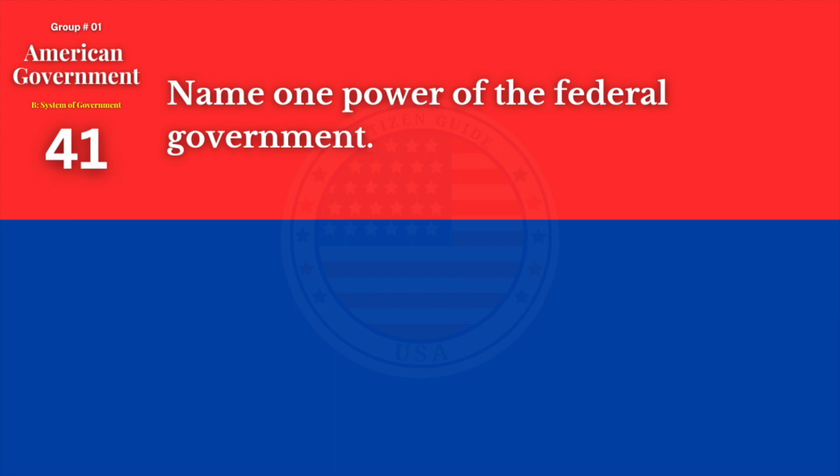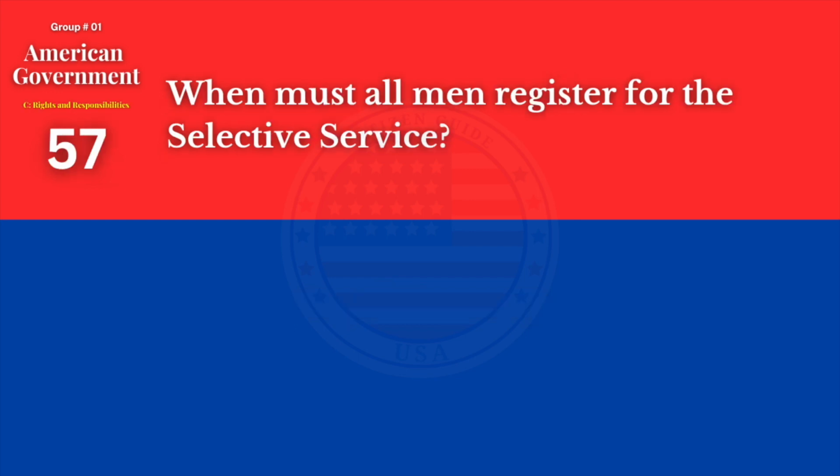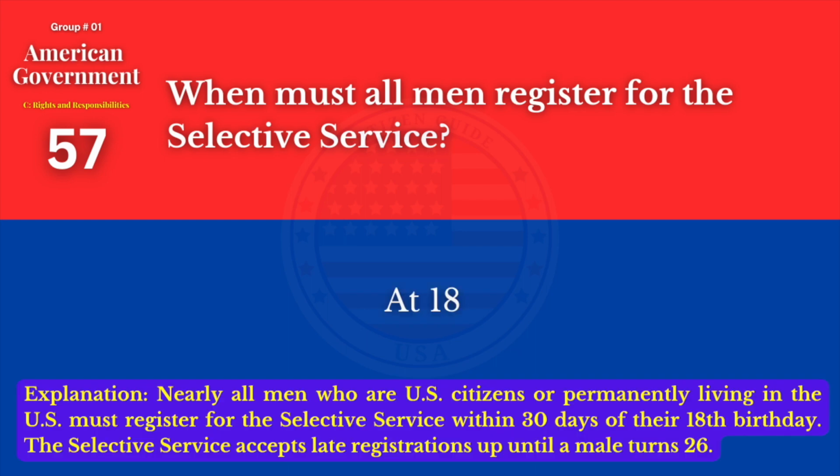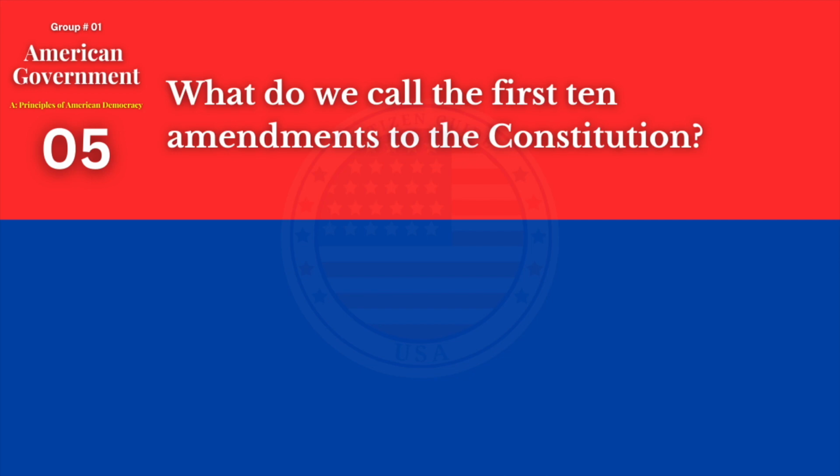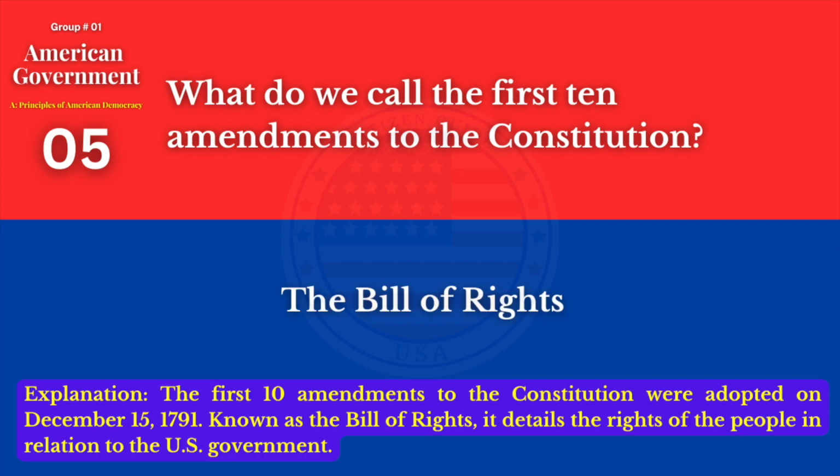Name one power of the federal government. To print money. When must all men register for the Selective Service? At 18. What do we call the first 10 amendments to the Constitution? The Bill of Rights.